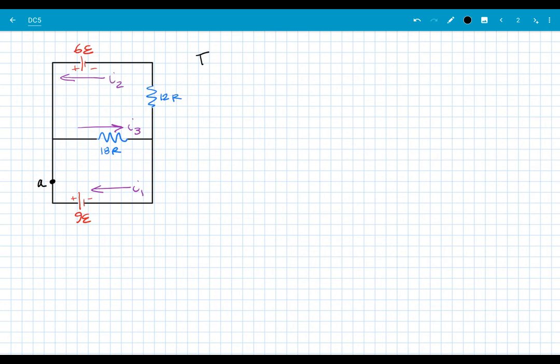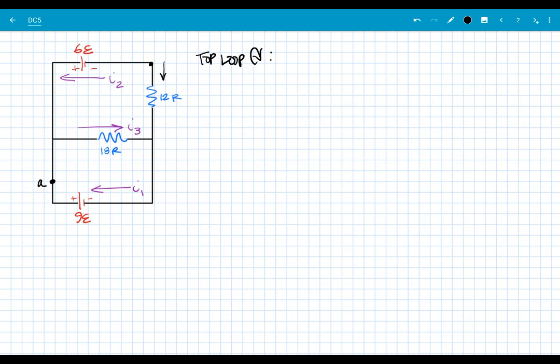So I will start, say, with the top loop, and I'll go around clockwise. Now, this clockwise isn't about the current direction, it's about the direction I'm traversing the loop as I apply Kirchhoff. I'll start at this upper right hand corner, going clockwise. The first thing I traverse is this 12R resistor, which has current I2 going through it. Again, this is my traversal direction, not the current direction.